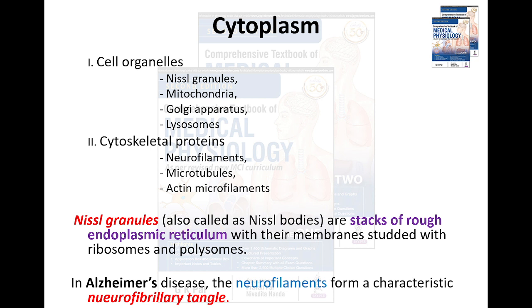There are nucleoplasm and cytoplasm, with Nissl granules, mitochondria, Golgi apparatus, lysosomes, microfilaments, neurofilaments, microtubules, actin, etc. All these are different components of the cytoplasm of the neuron. The Nissl granules, also called Nissl bodies, are stacks of rough ER with their membranes studded with ribosomes and polysomes.